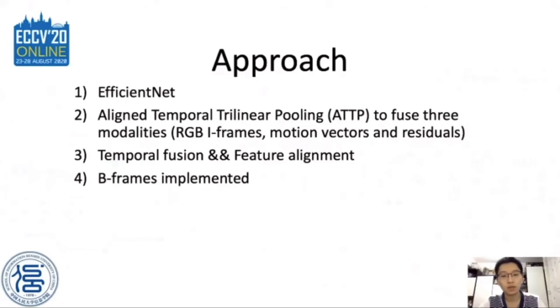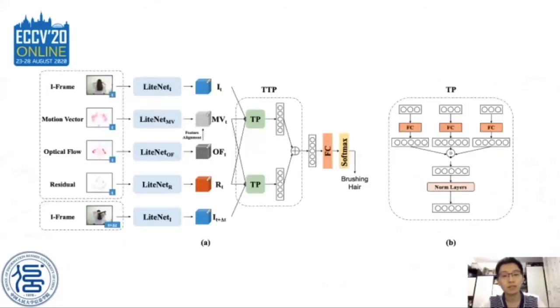Finally, we overcome a limitation of existing models in that they either ignore B-frames or utilize them incorrectly. By employing correct but more complicated B-frame modeling, our proposed model is applicable to all modern video codecs. This is the overview of our aligned temporal trilinear pooling model. Note that optical flow is only used at the training phase, but not at the testing phase. On the right side is the complete design of the trilinear pooling module.